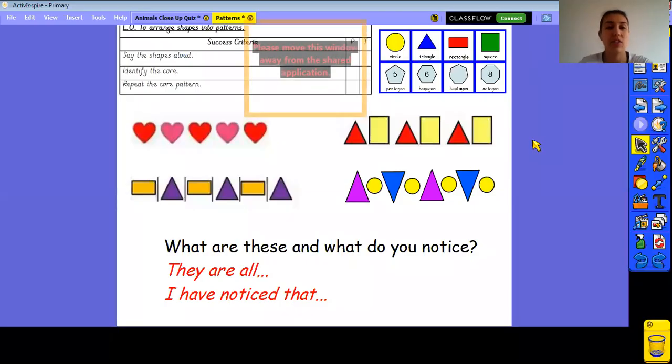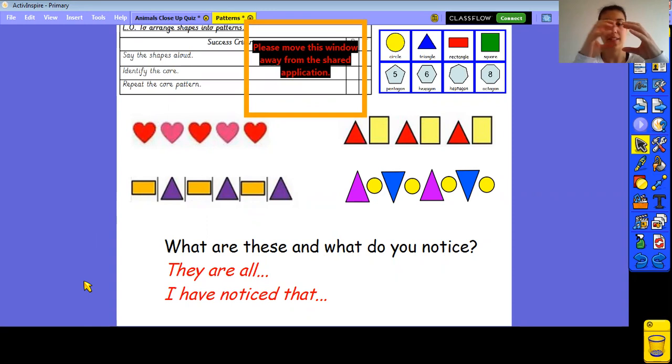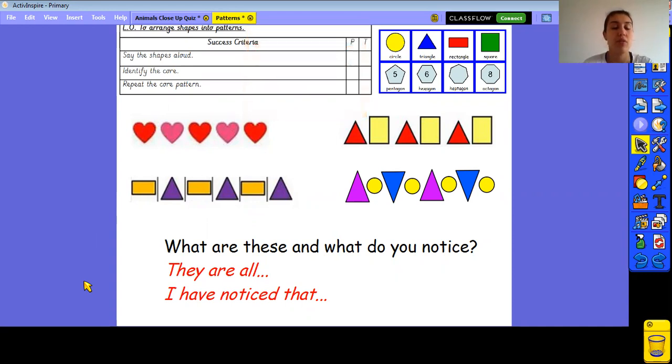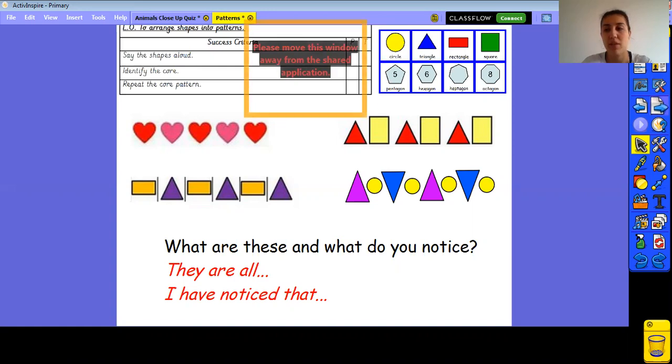And after that, we're going to try and identify the core. Now, the core is what we call the main group of shapes that is being repeated, okay? So that one group of shape together that is going again and again and again, that is the core. And then what we're going to do is we're going to repeat that core pattern to be able to identify the shape. So let's have a look.